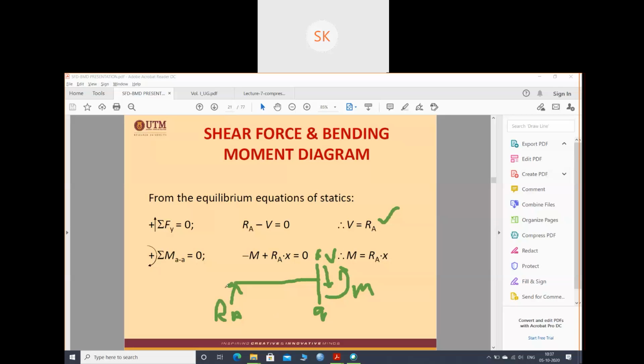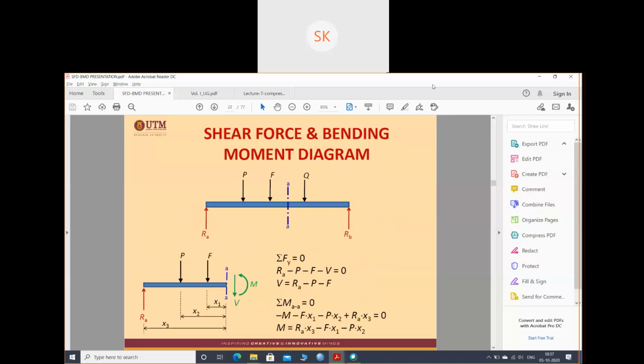Ra into X, right? And this moment will give anti-clockwise. So M, the moment, is Ra into this distance X minus this moment. So I got moment as Ra into X. So it is showing that this section will have a shear force of Ra and a moment of Ra into X. Understood?